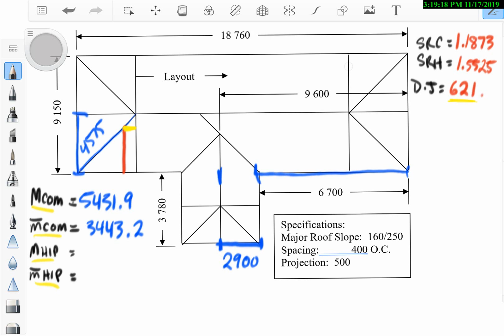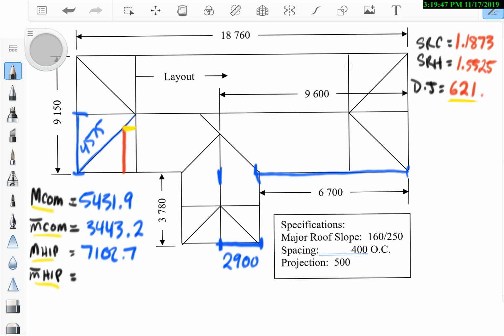Okay, so now we go back to our major hip. We simply take the run of our common, which is 45/75, and we simply multiply that by slope ratio hip, 1.5525. We now have a line length of our hip of 7102.7. Of course, what I'm going through here is exactly the same as the sheet resource that you can download just underneath this video.